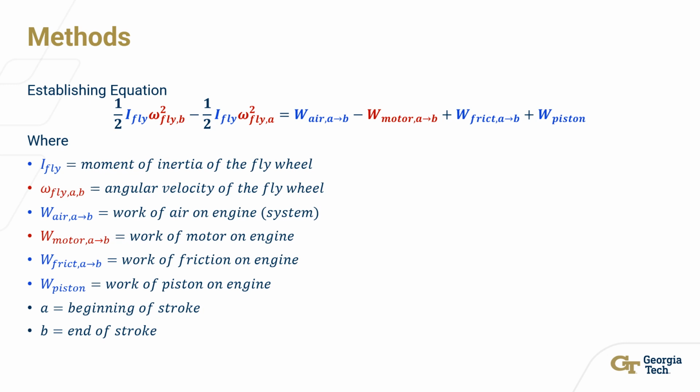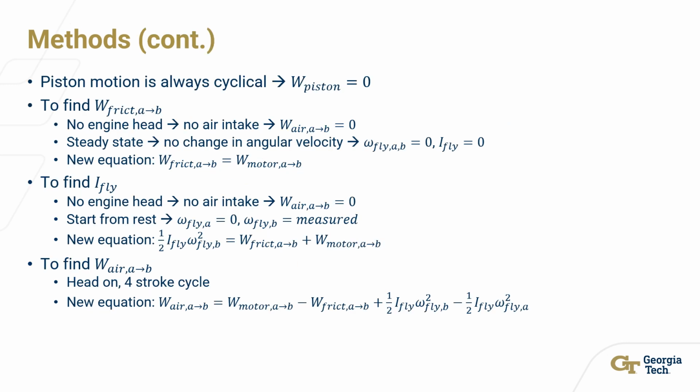All values in red are known variables, while all values in blue are unknown, but can be derived and calculated using clever reconfigurations of the engine that negate certain values. To clarify, here are the ways that changing the engine setup can eliminate variables in the equation.